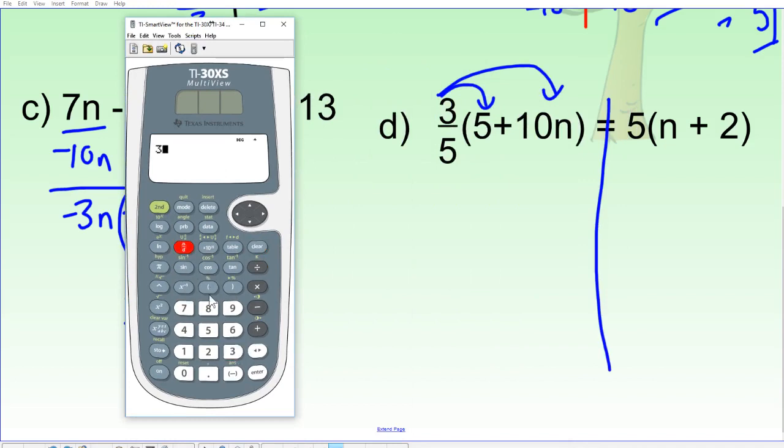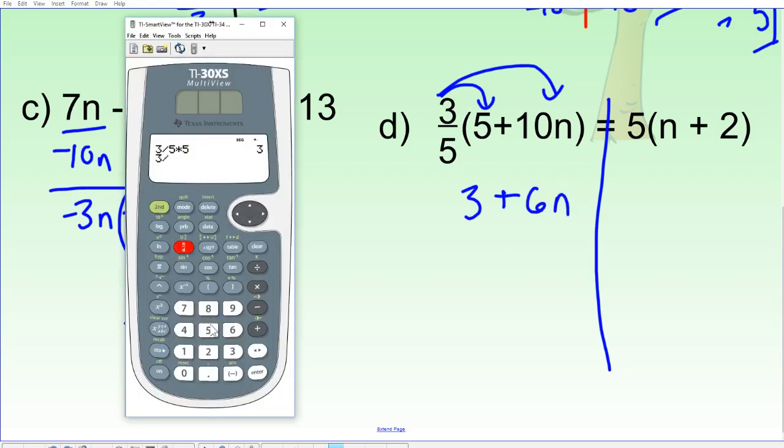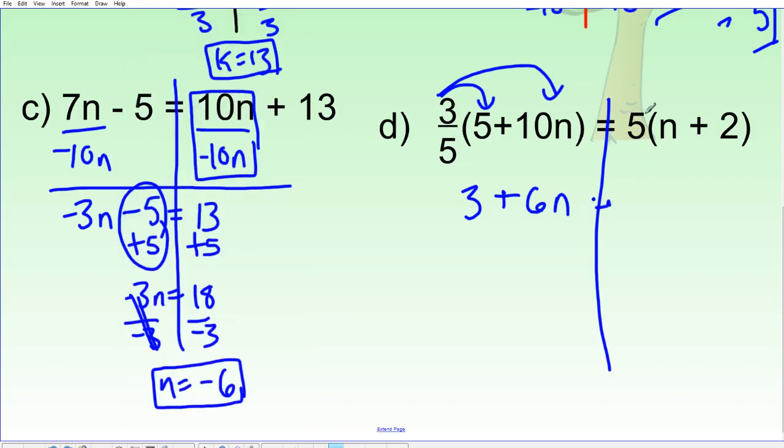Check this out. 3/5 times 5 is 3. 3/5 times 10 is 6. On the other side, when you distribute, 5 times n is 5n. 5 times 2 is 10. Okay, so I have now distributed. I cannot combine anything here. I cannot combine anything here.